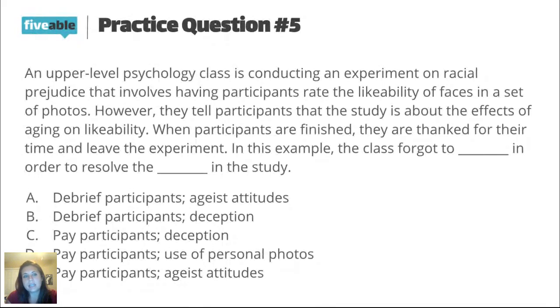Deception is like lying to them. So Ronak asked a question about deception, and basically, yeah, you can lie to people when you're doing an experiment as long as after the experiment's over, you tell them what the lie was. They can't go on continuing to believe that lie forever. So the deception part is okay as long as it's debriefed afterwards.